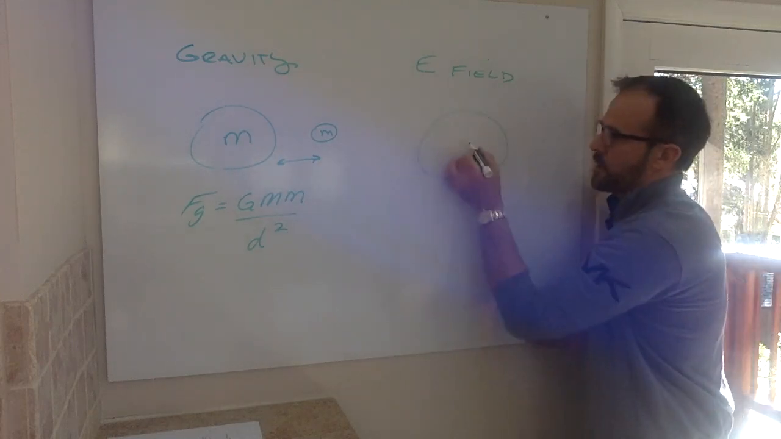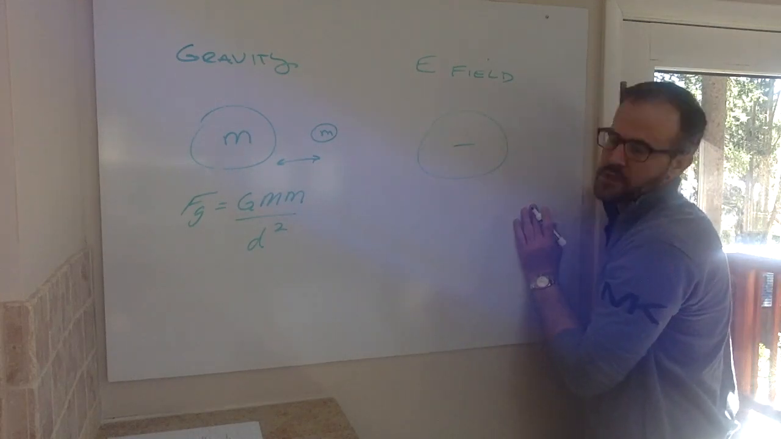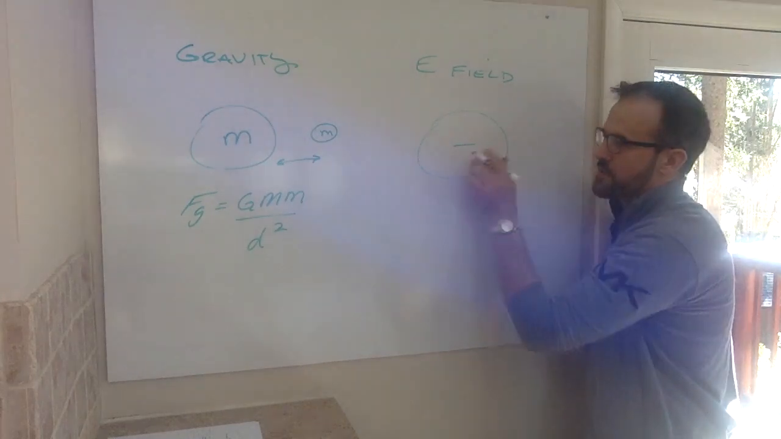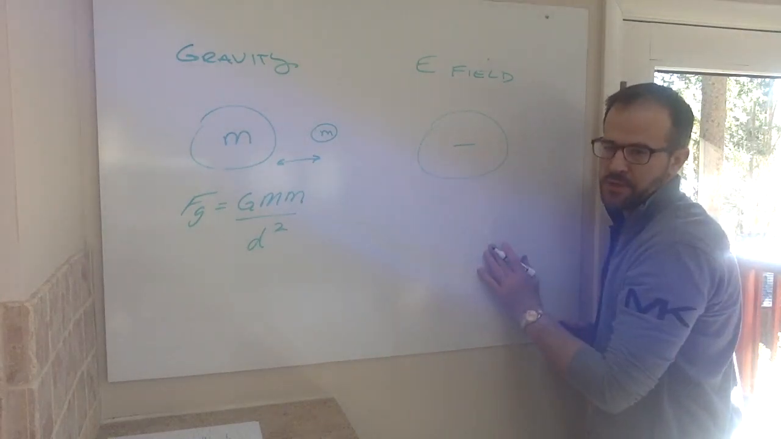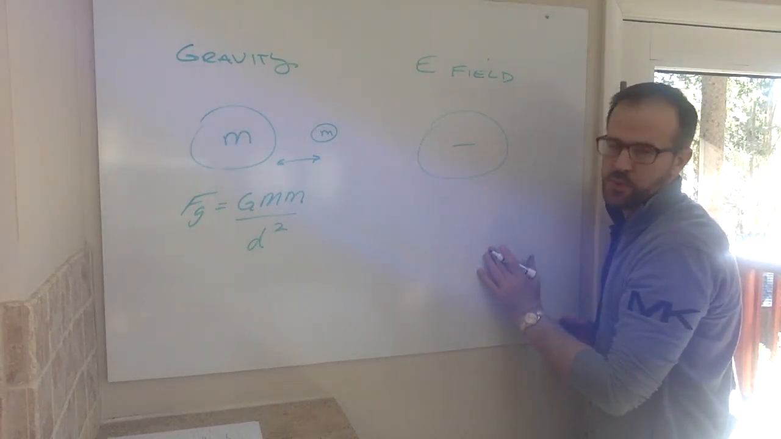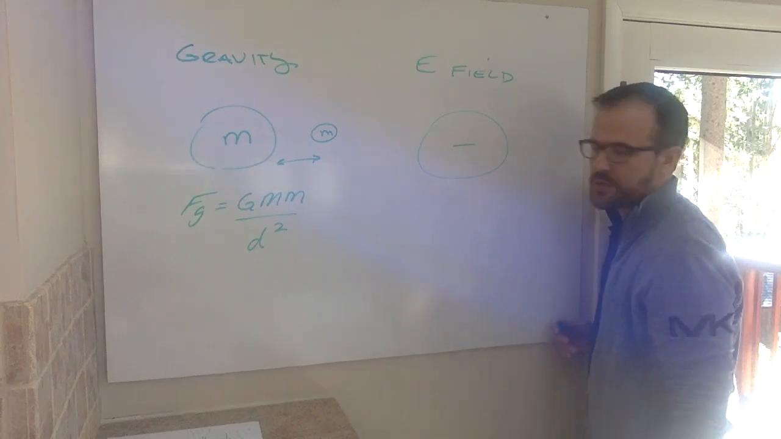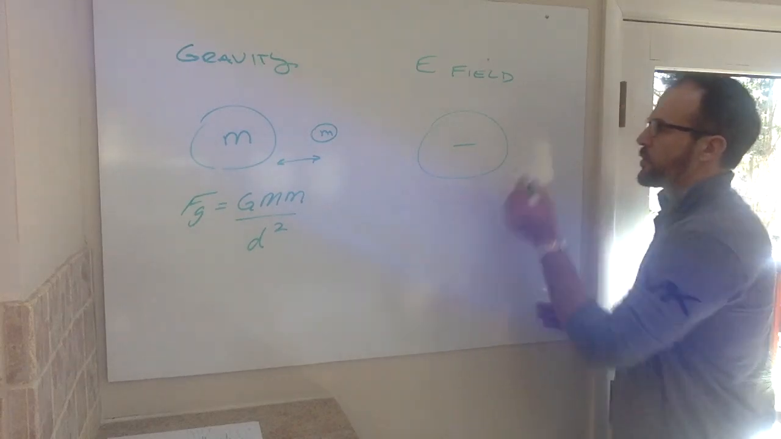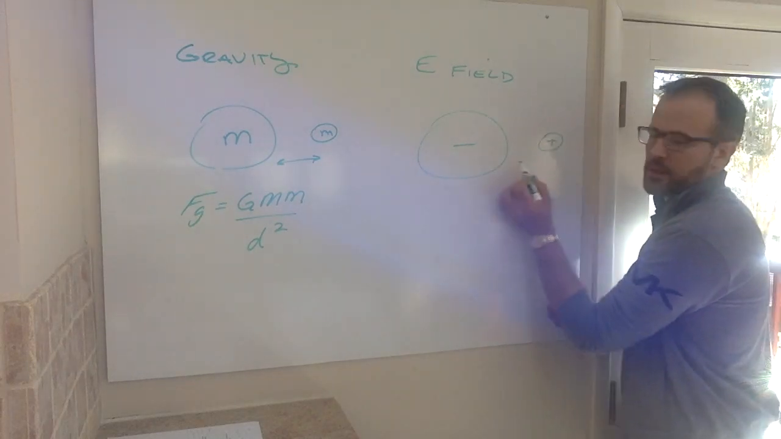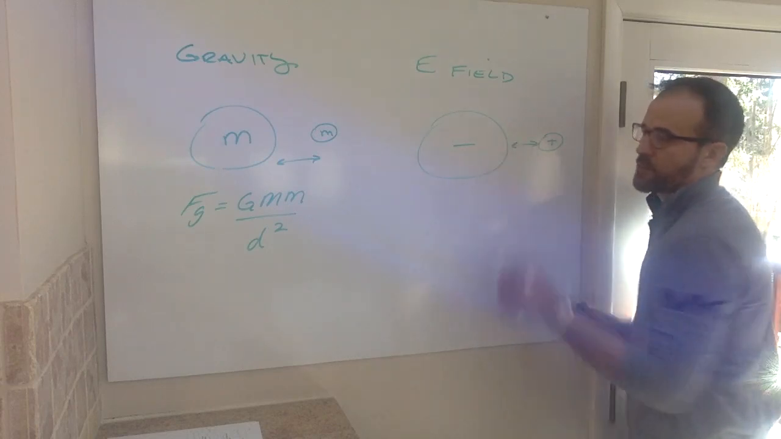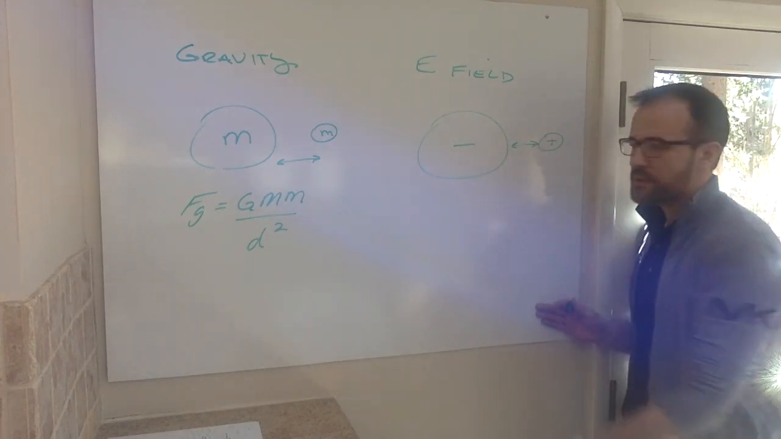An electric field, E field: you'd have, say, a negatively charged object. What does that mean, real quick? It means that this object has more electrons than it really needs to have. So it has more electrons than protons, and overall it has a negative charge. If you had a positively charged object, it would feel an attractive force. There would be an attractive force between these two objects.